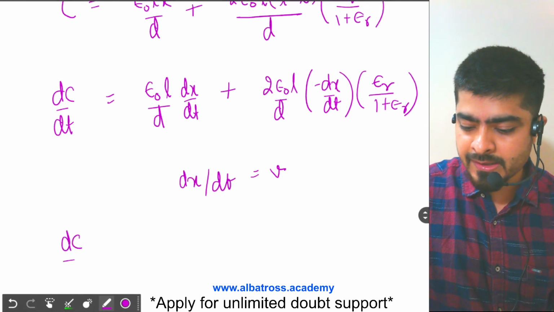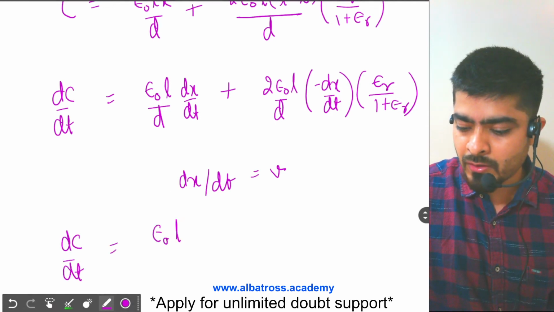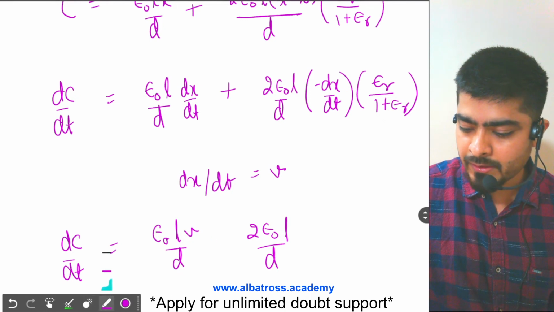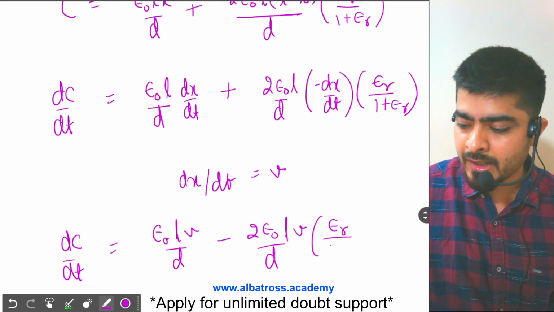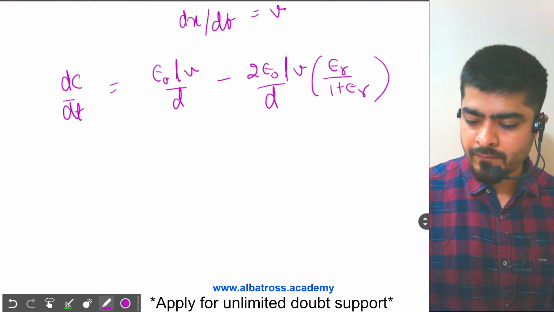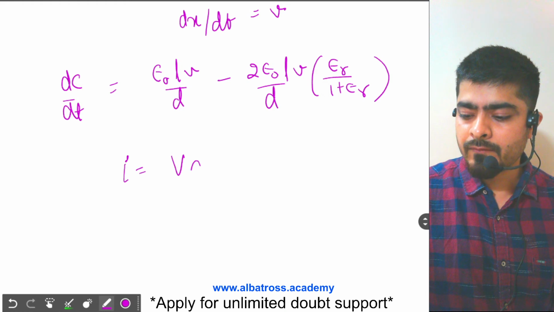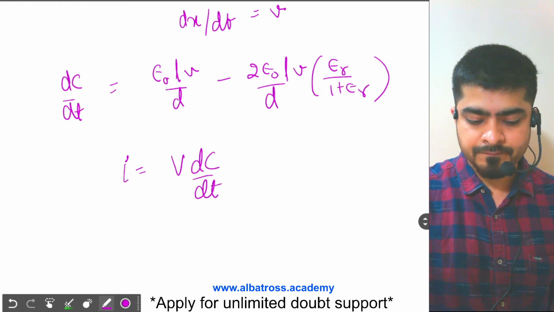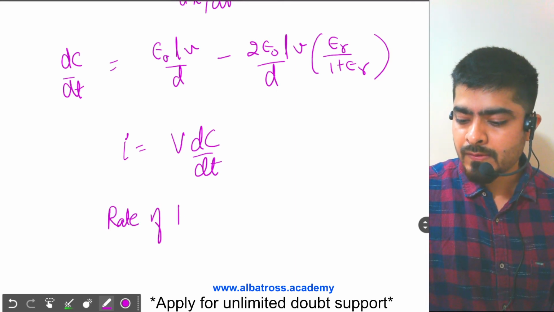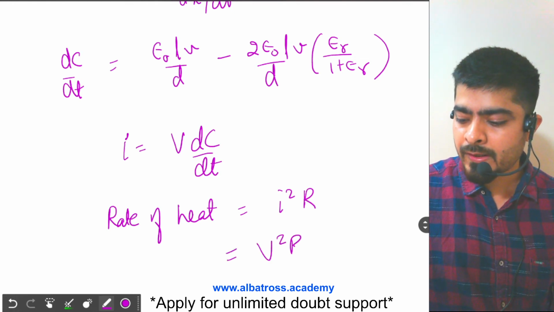Therefore, your dC by dt will be equal to epsilon naught Lv by d plus 2 epsilon naught L by d, with a minus sign, minus v epsilon r by 1 plus epsilon r. Okay, so now we can find the current. I will be V times dC by dt. Then rate of heat will be I square R. So that will be V square R times dC by dt whole square.